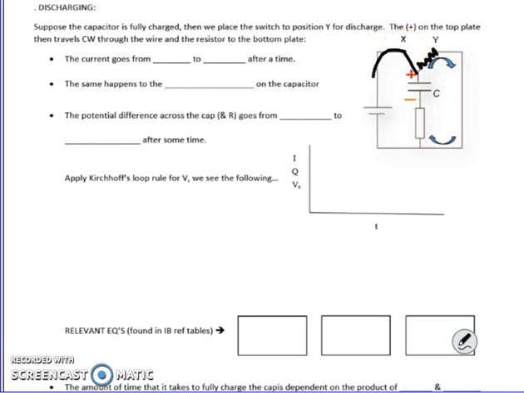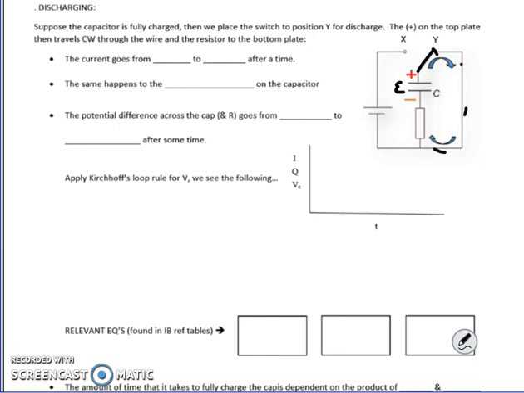So we can see we have a complete circuit, and what's going to happen is this capacitor is going to charge up to positive and negative until the voltage across it is equal to the EMF. Then, the reason we charge this is so we can discharge it through a resistor. So then we can move that to Y, and we can discharge it and make the bulb light up again for a short period of time.